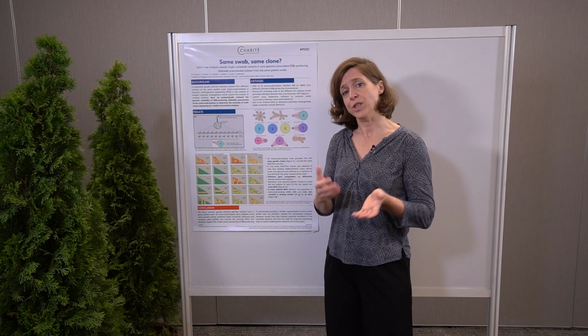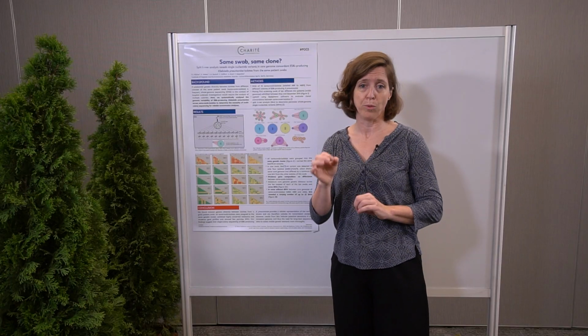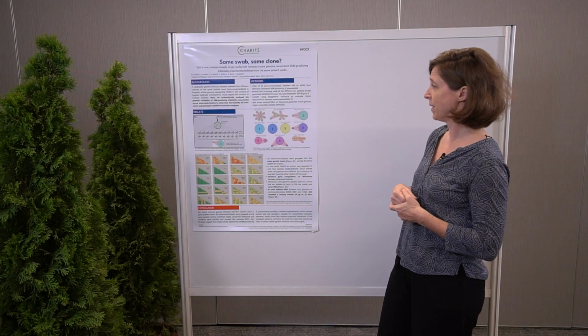If we do whole genome sequencing, we usually pick a single colony per swab and even per patient. And if the colonies in a single swab differ, if there's substantial genetic variation, we would have to sequence multiple colonies instead. So how did we address this question?